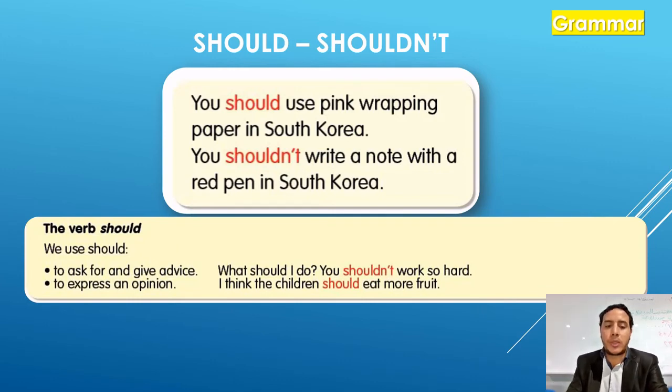We use the verb should to ask for advice or to give advice. Like the example, what should I do? You shouldn't work so hard. We also use should or shouldn't to express an opinion, like, I think the children should eat more fruit. You can form other examples.